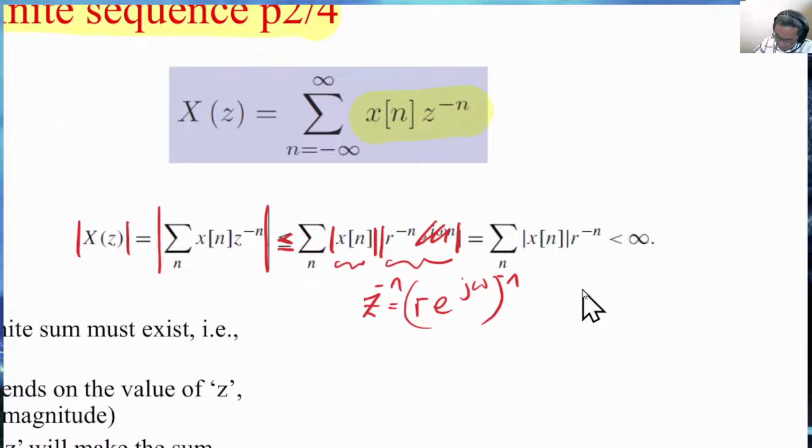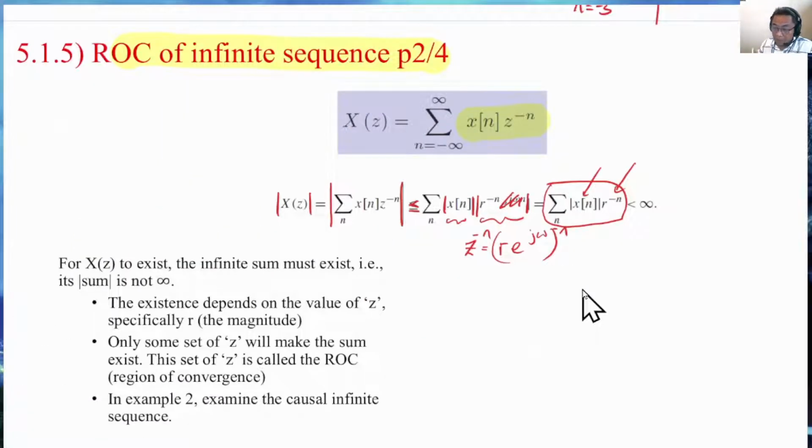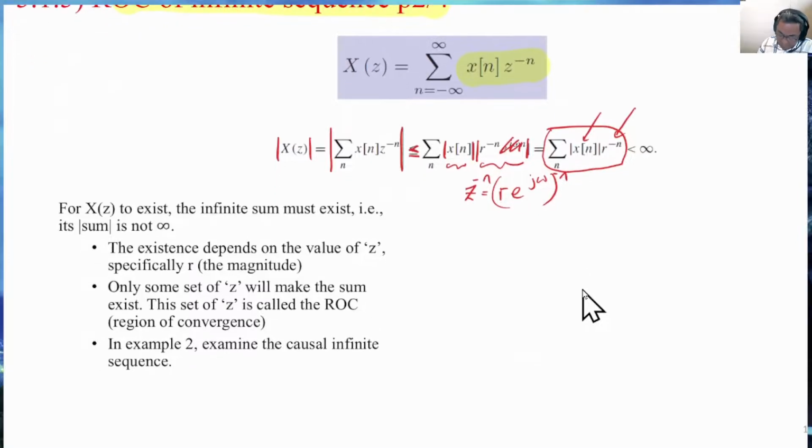So the answer is that this sum is dependent on the sequence, the absolute value of the sequence xn multiplied by r to the power of minus n. We now can choose different r. And in the past example, we have realized that for a certain large value of r, for a causal sequence, an infinite causal sequence, the sum will be absolutely summable.